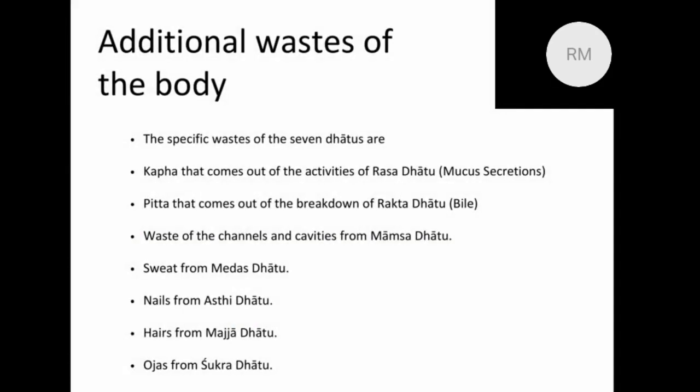So apart from these 3 major wastes, there are additional wastes of the human body, and these specific wastes are the kapha that comes out of the activities of the Rasa Dhātus. These are the mucus secretions. So in the body we produce a lot of mucus secretions, and these are considered to be expressions of kapha, and these come from the Rasa Dhātu. So in such diseases we have to deal with the Rasa Dhātu as well as kapha.